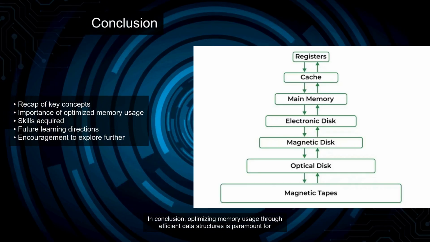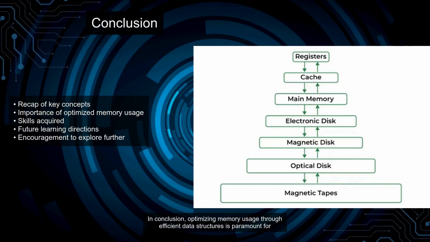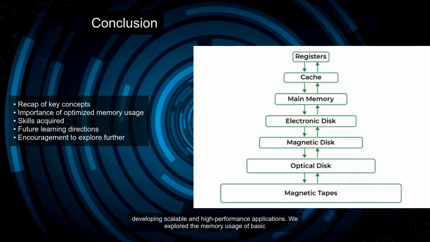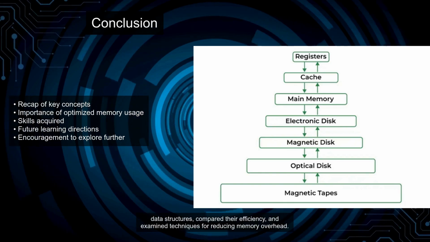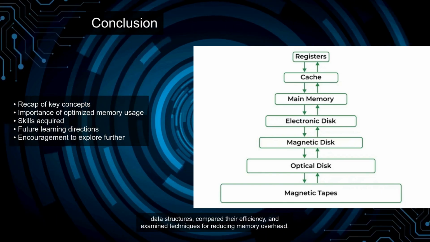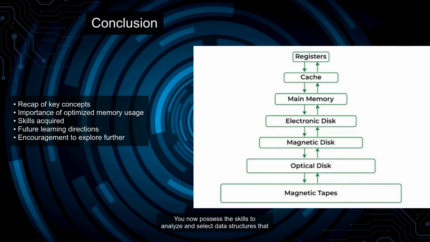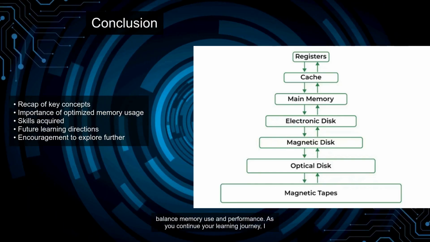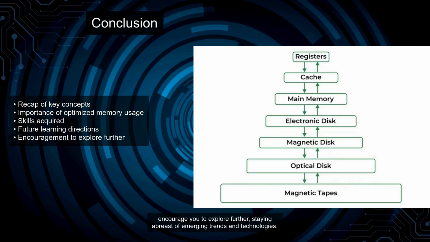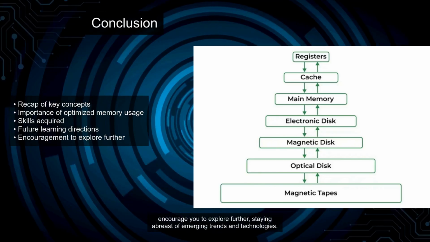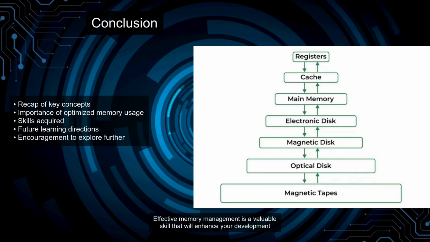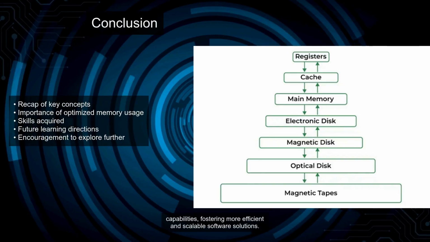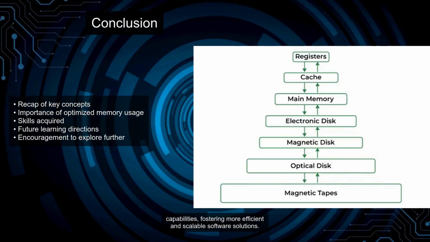In conclusion, optimizing memory usage through efficient data structures is paramount for developing scalable and high-performance applications. We explored the memory usage of basic data structures, compared their efficiency, and examined techniques for reducing memory overhead. You now possess the skills to analyze and select data structures that balance memory use and performance. As you continue your learning journey, I encourage you to explore further, staying abreast of emerging trends and technologies. Effective memory management is a valuable skill that will enhance your development capabilities, fostering more efficient and scalable software solutions.